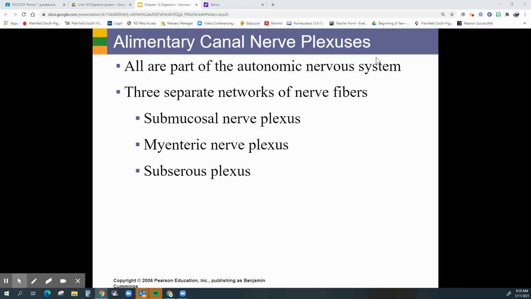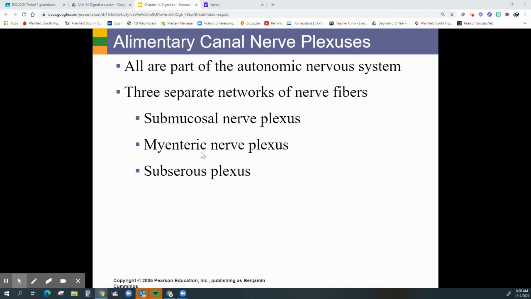There are three parts of the alimentary canal for the nerves. Each part has its own plexus, which is interesting because you can tell, based on the nerve impulses that we're getting, maybe where the problem is in the alimentary canal. So there is the submucosal nerve plexus. This senses stretch receptors as well as issues with absorption.